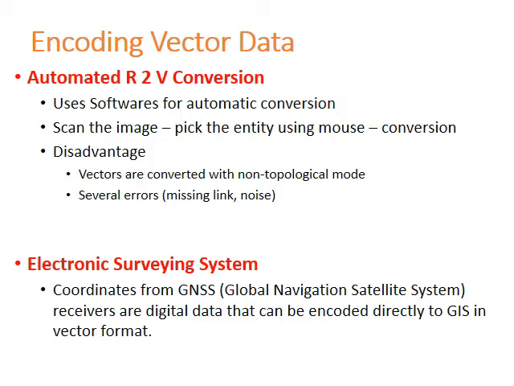And there will be several errors in terms of missing links and noise. In the process of conversion, certain pixels will be converted as points or lines, which is actually noise. So this is the limitation of this automated R2V conversion. And if you go for an electronic surveying system, for example GPS or total station survey, the coordinates from global navigation satellite system receivers are digital data that can be encoded directly into GIS format.